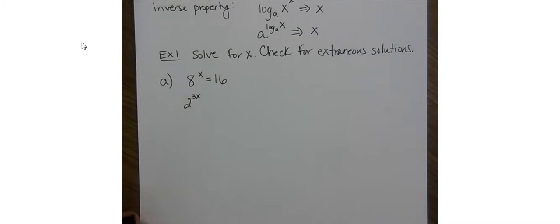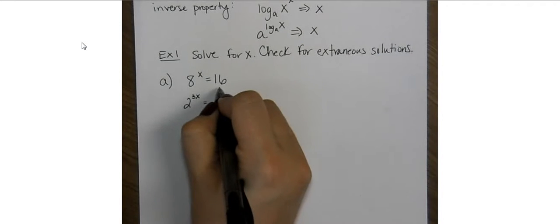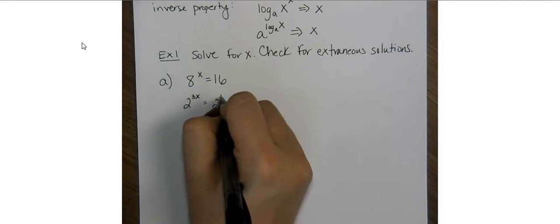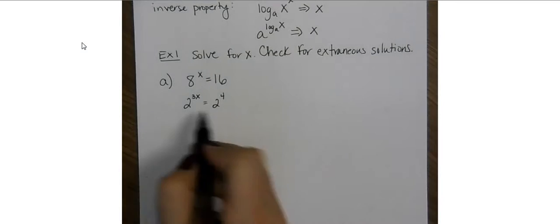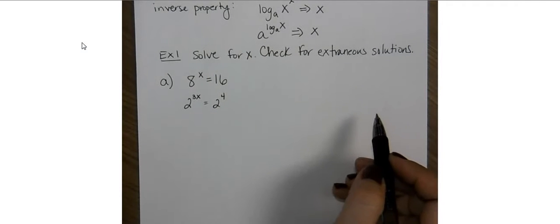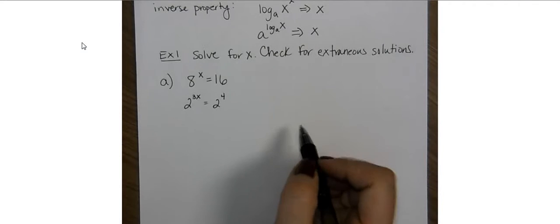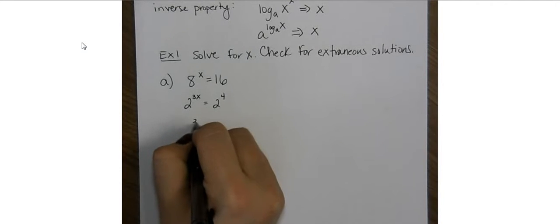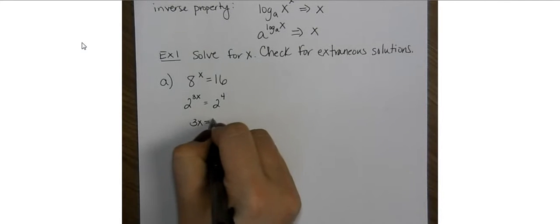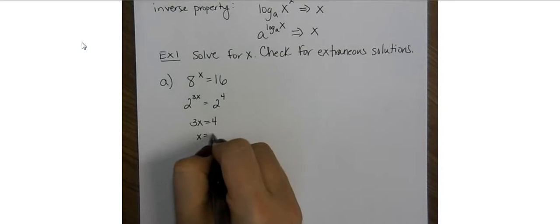Then I want to see if I can make 16 match. In this case, I can. 16 is 2 to the 4th power. So now I can apply that one-to-one property. I have a base of 2 for both of them, so I can just set those exponents equal to each other. So I have 3x equals 4, so therefore x equals 4/3.